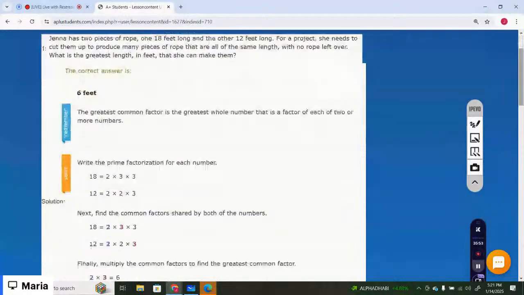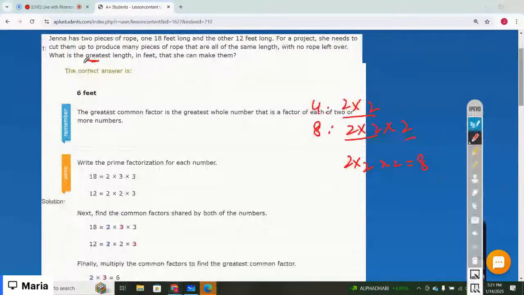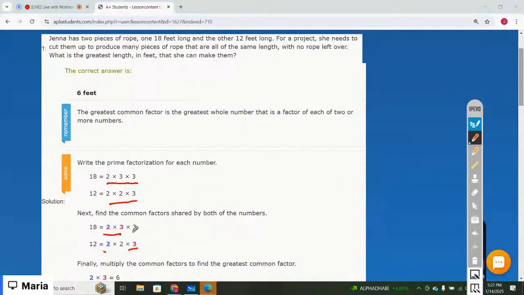You need to find the greatest number, right? That means you need to find the GCF, right? So you need to write the common factors. So the prime factors are 2 times 3 times 3 and 2 times 2 times 3. So the common factors are 2 and 3, and the non-common factors are 3 and 2.